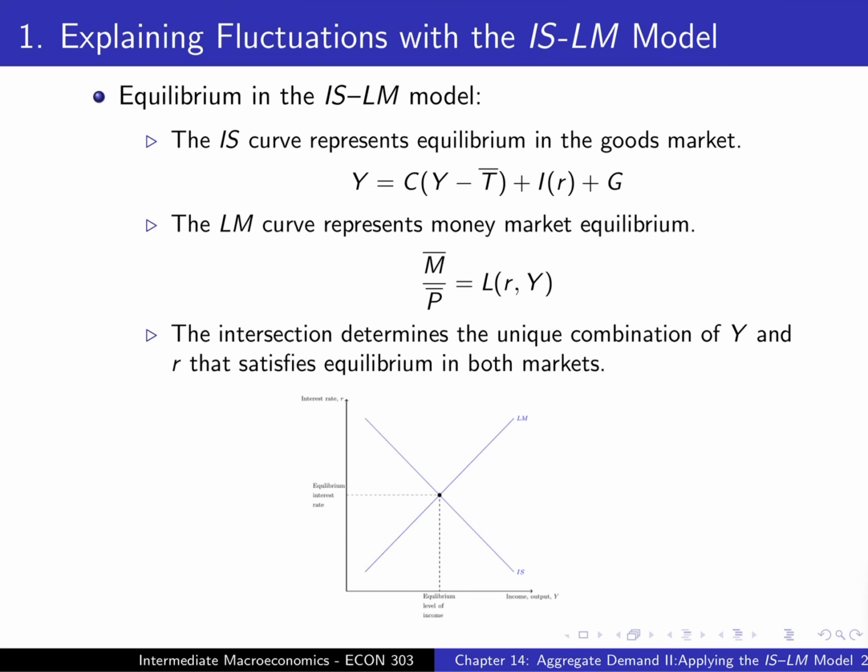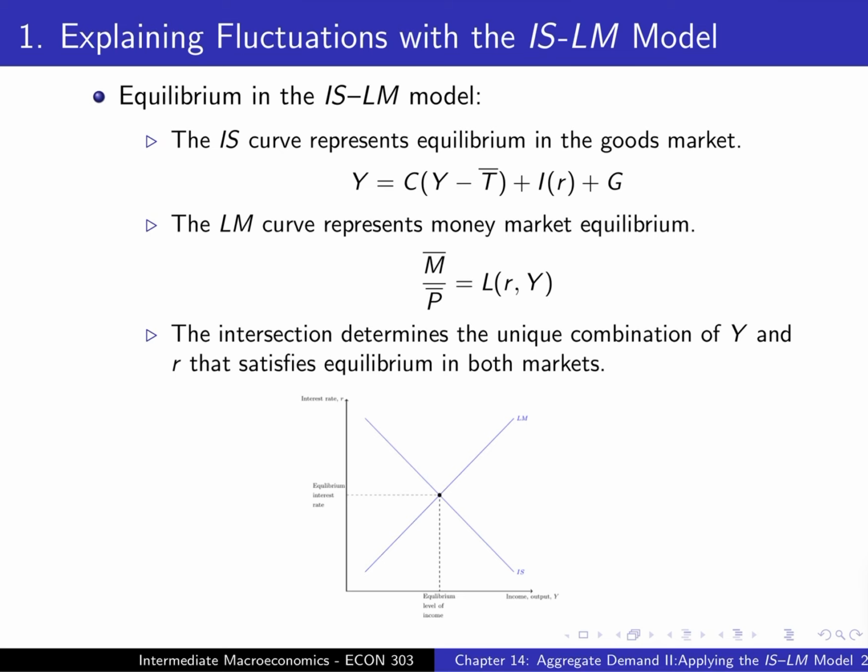It is derived from the national income identity, Y equals consumption, a function of Y minus T bar, plus investment, a function of R, plus G. This means that total output Y equals the sum of consumption, investment, and government spending.